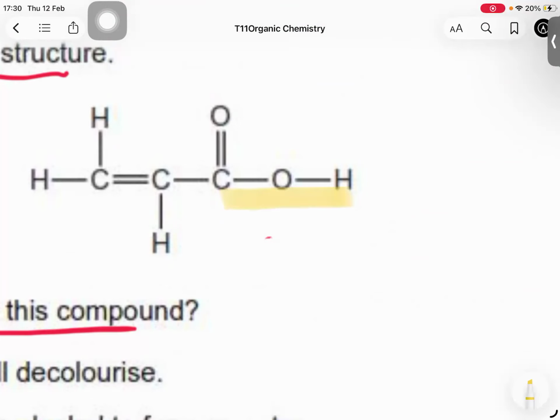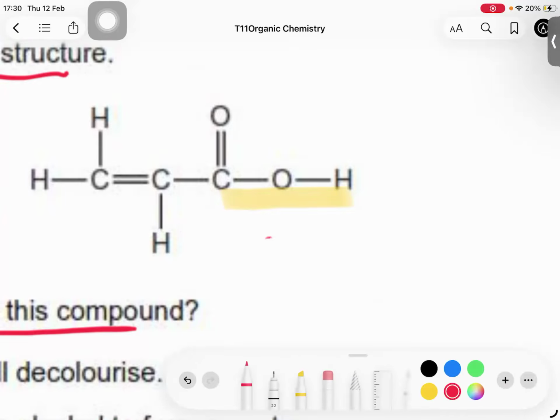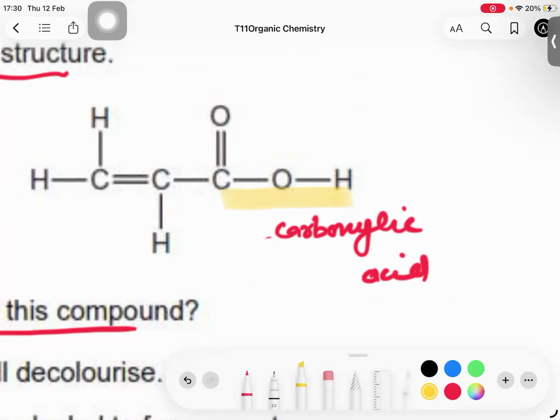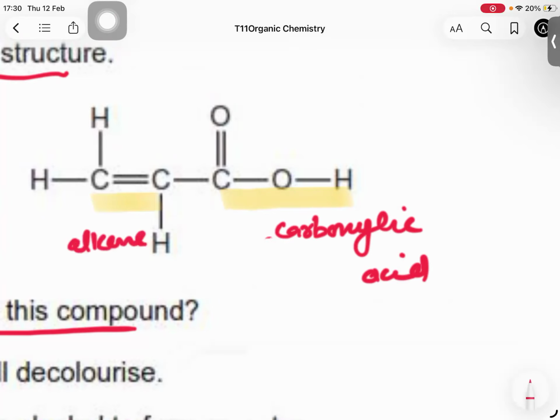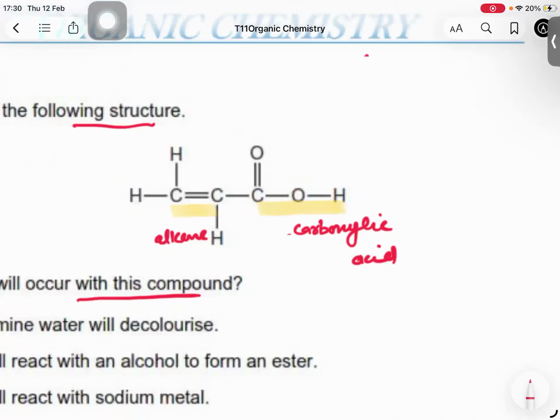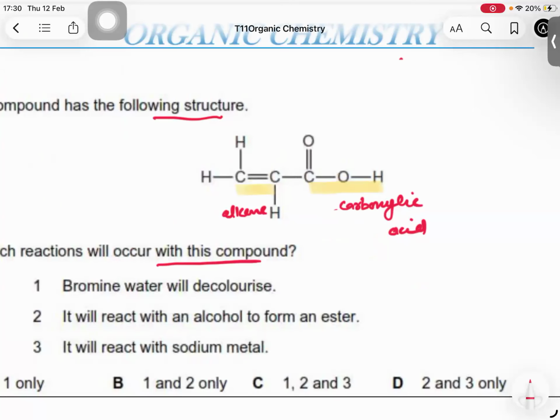COOH ये कौन सा फंक्शनल ग्रुप है? कार्बोक्सिलिक एसिड. दूसरा, what about the other? What about this one? This is an alkene. So the one is carboxylic acid, the other one is alkene. Now think about the reactions of carboxylic acid and think about the reactions of alkene. Just forget all other organic. Once you spot the functional group, बस उसके बारे में सोचना है.